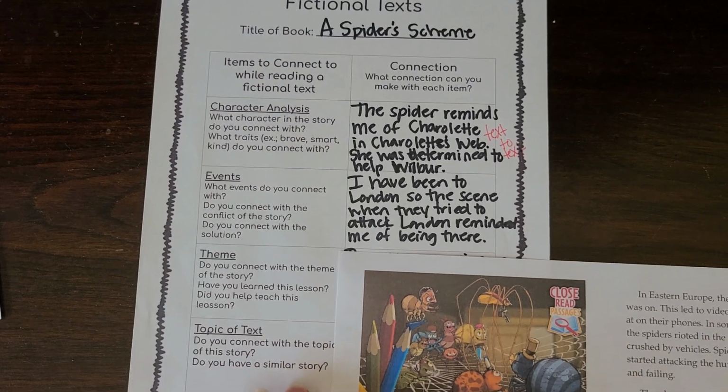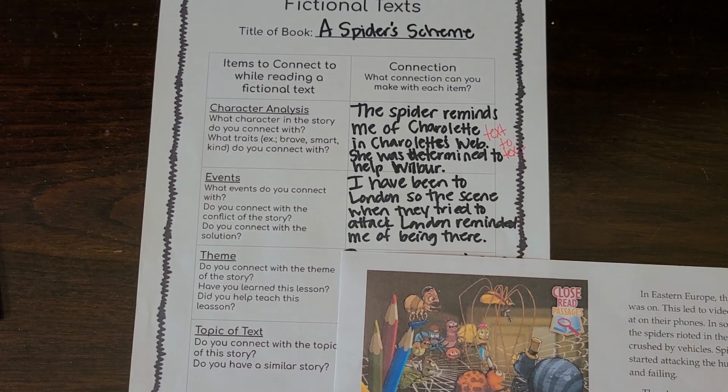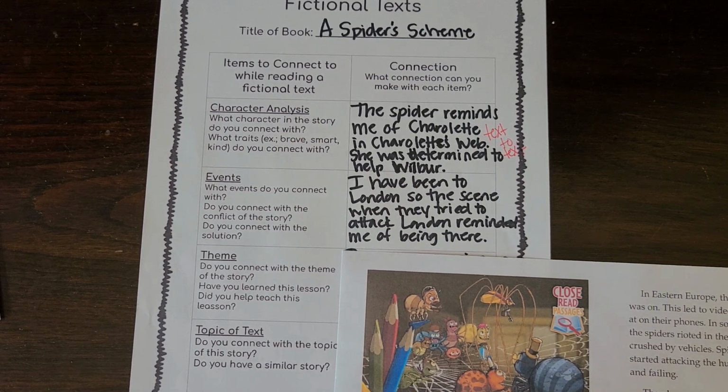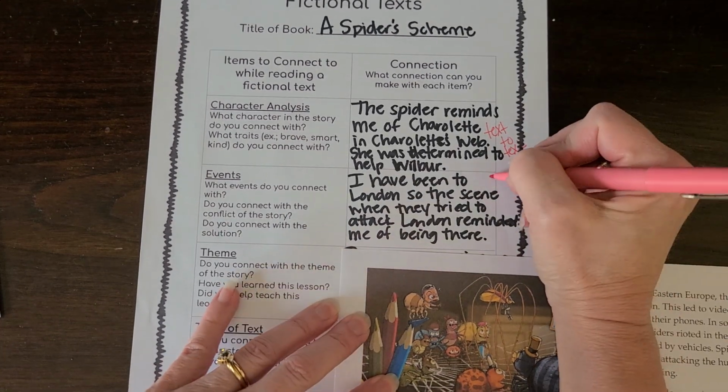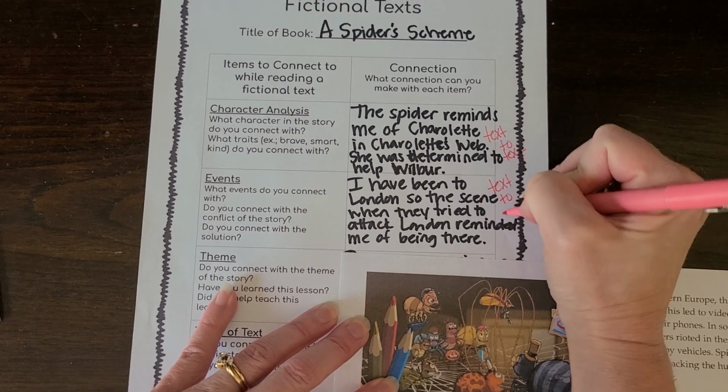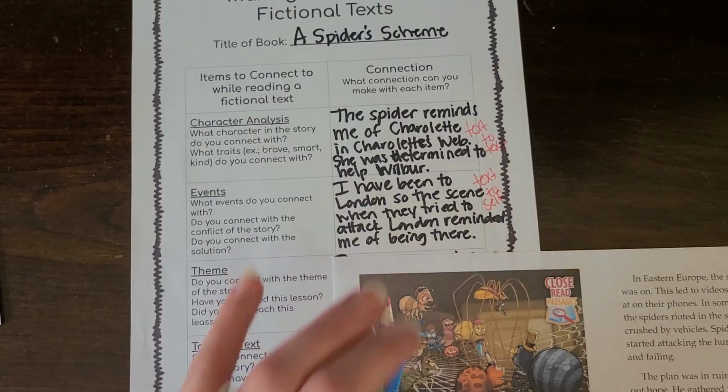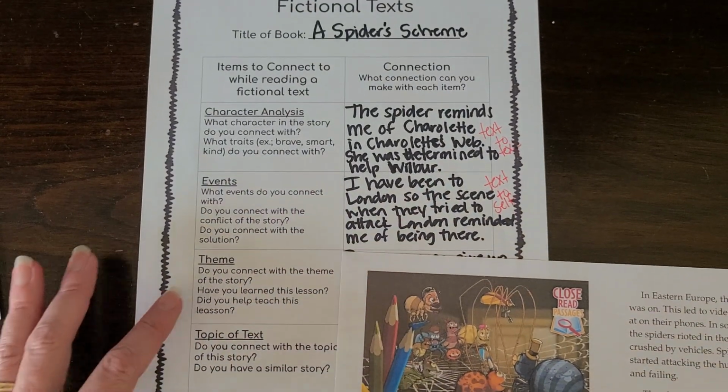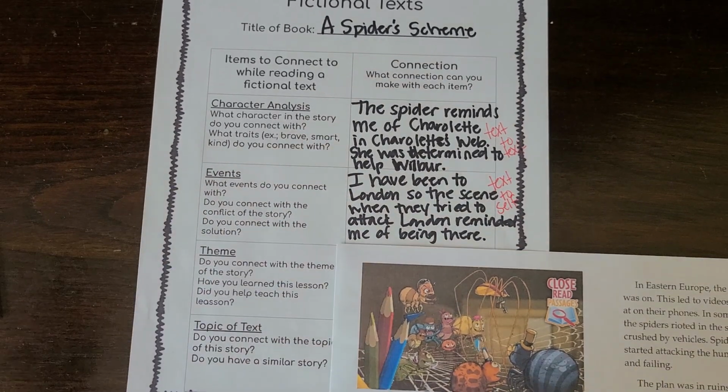Then the next one was the events. So my connection was I've been to London. So the scene when they tried to attack London reminded me of being there. So that is a text to self connection. That was something that happened to me. It reminded me of that event that I had been a part of.